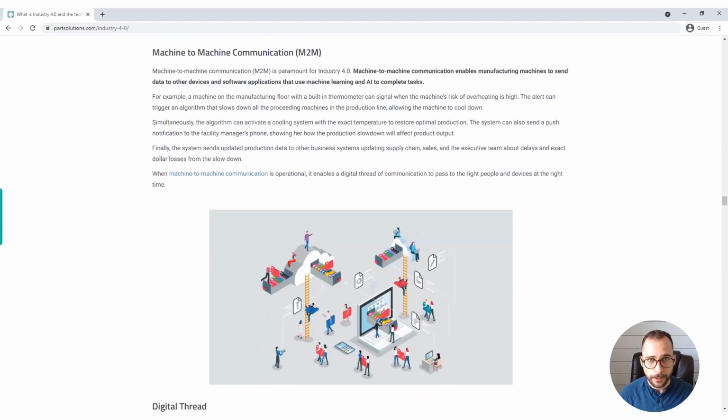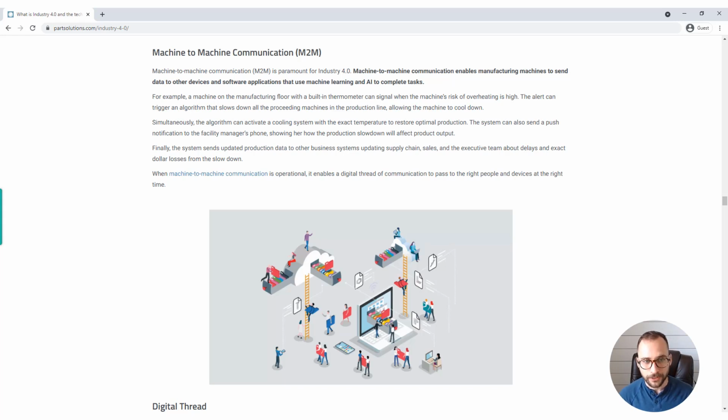Machine-to-machine communication, M2M. Machine-to-machine communication, M2M, is paramount for Industry 4.0. Machine-to-machine communication enables manufacturing machines to send data to other devices and software applications that use machine learning and AI to complete tasks. For example, a machine on the manufacturing floor with a built-in thermometer can signal when the machine's risk of overheating is high. The alert can trigger an algorithm that slows down all the preceding machines in the production line, allowing the machine to cool down.